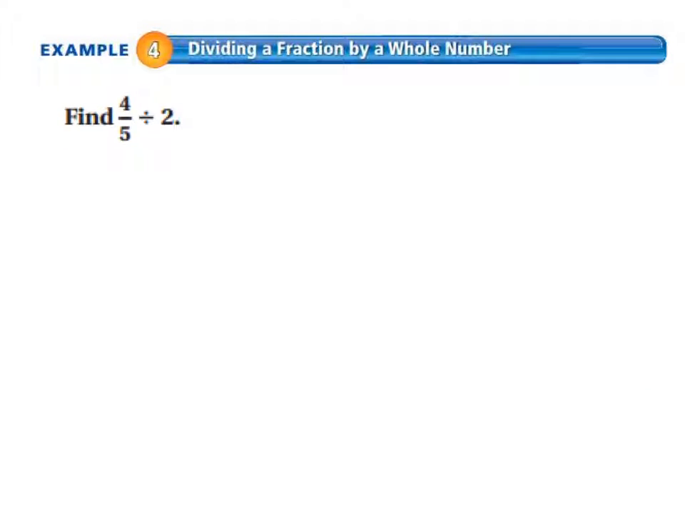Example 4, dividing a fraction by a whole number. Find 4/5 divided by 2. Thinking of my keep it, change it, flip it, 4/5 stays the same. Changing the division to multiplication. And flipping the 2, I'm going to make that 2 into an improper fraction up here so that I can see what it looks like. And now when I flip it, it becomes 1/2.